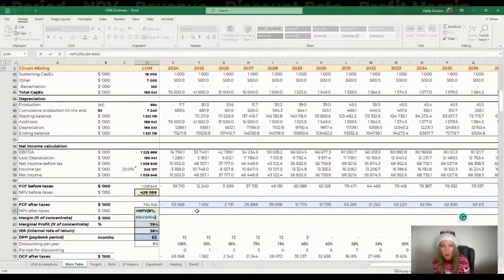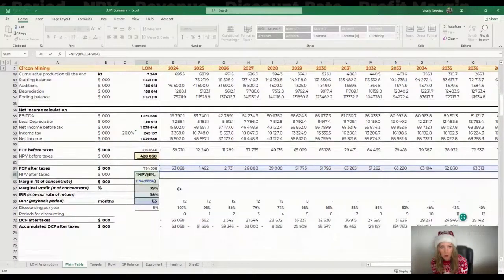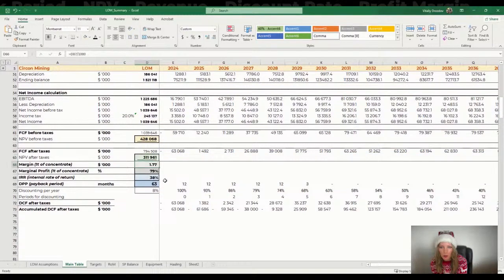Moving on, we'll compute our cash flow after taxes. This is calculated by taking EBITDA and then subtracting total capex and income tax. Naturally, we also calculate the NPV after taxes. We find that this figure stands at $312 million, and this result indicates that we successfully met our initial target, as our NPV was projected to exceed $300 million.